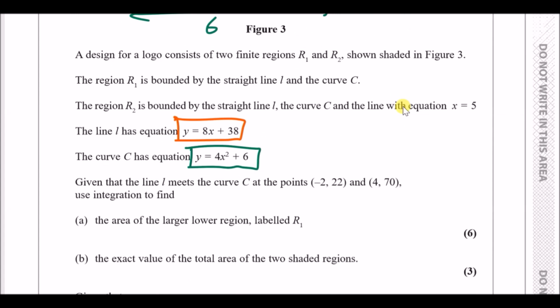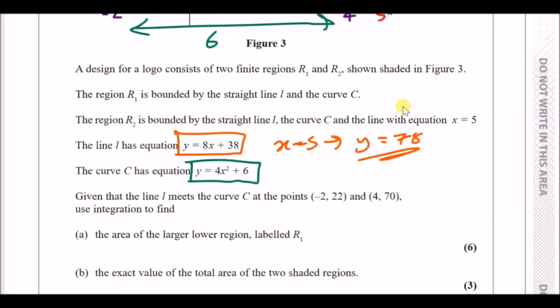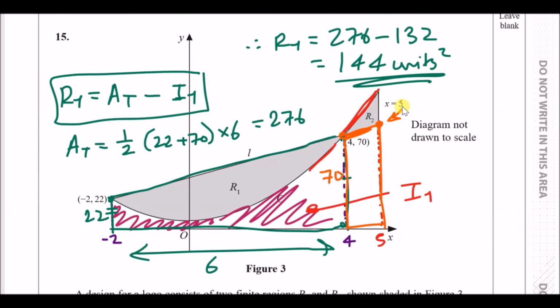So go on, replacing x with 5 here. If you put x equals 5 into this equation, you should come out with a y coordinate of 78. Okay, so that checks out. So this implies that this coordinate here is (5, 78), meaning we have a height now of 78 from here to the bottom. So working out the area of the trapezium is easy.